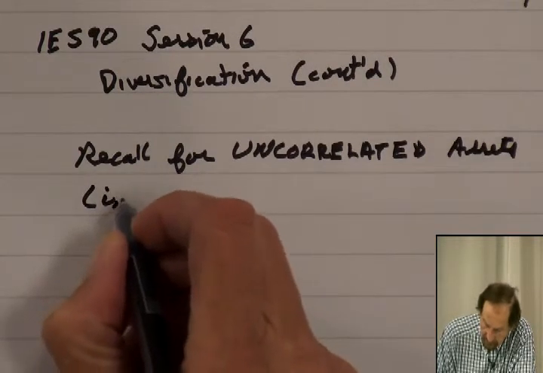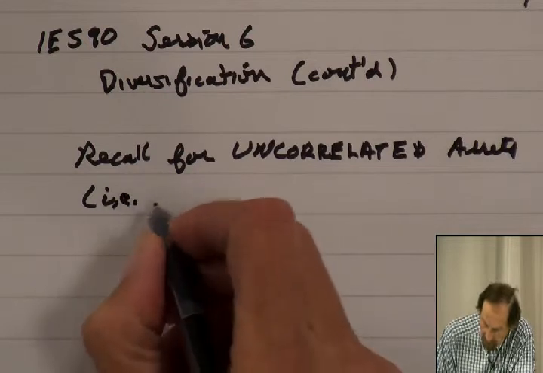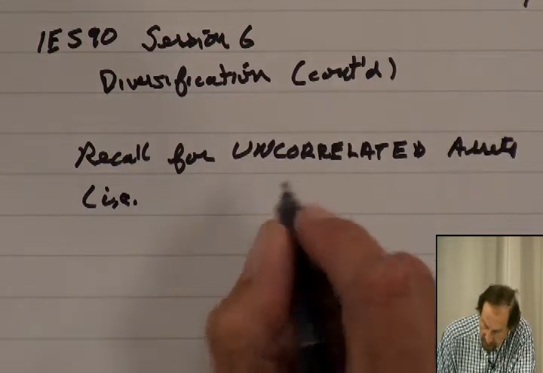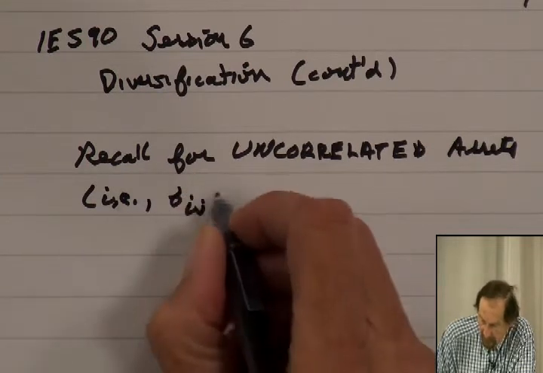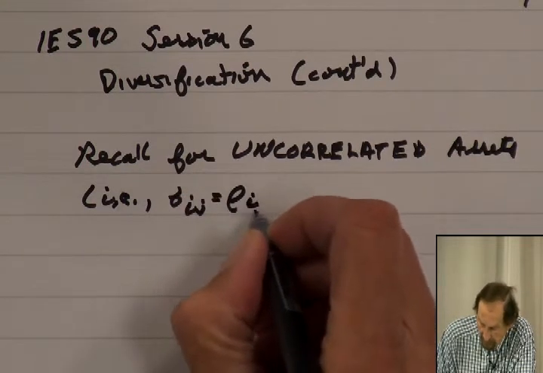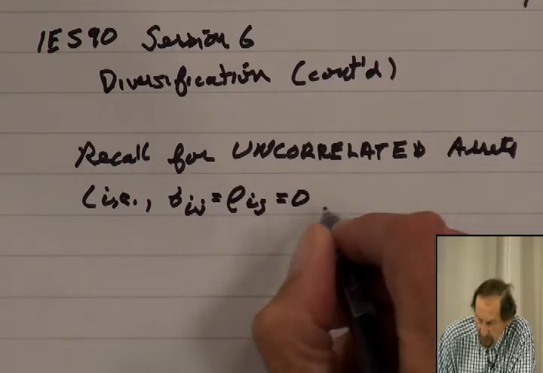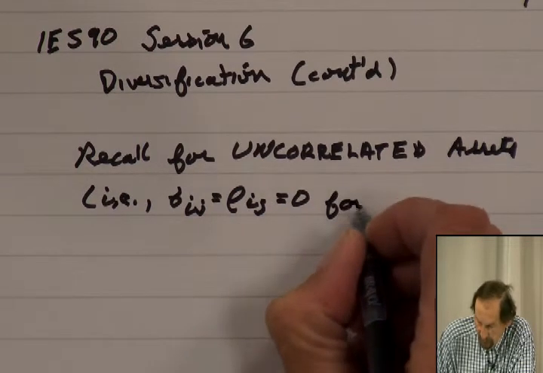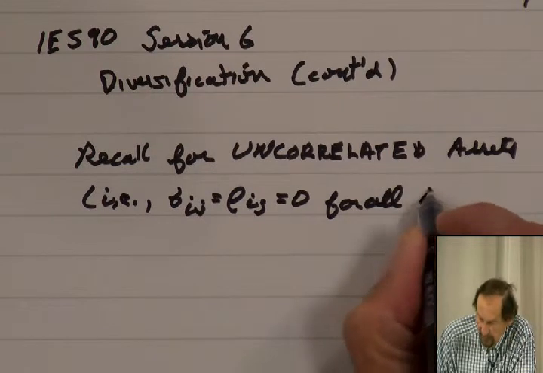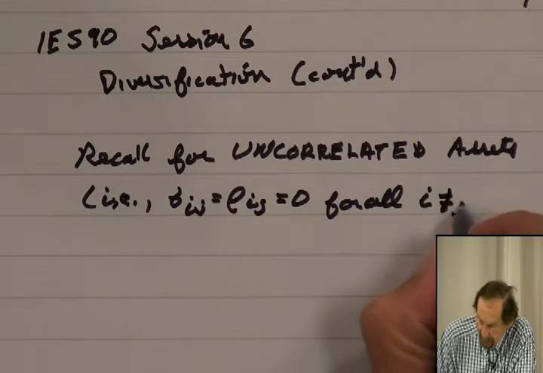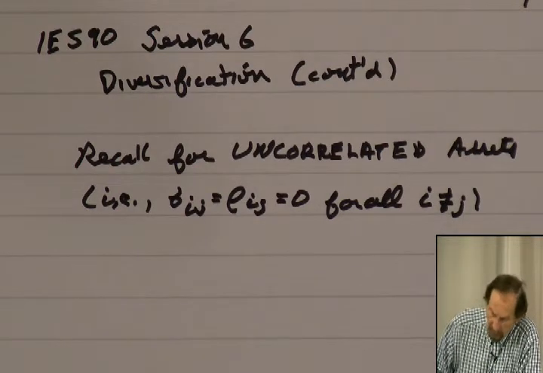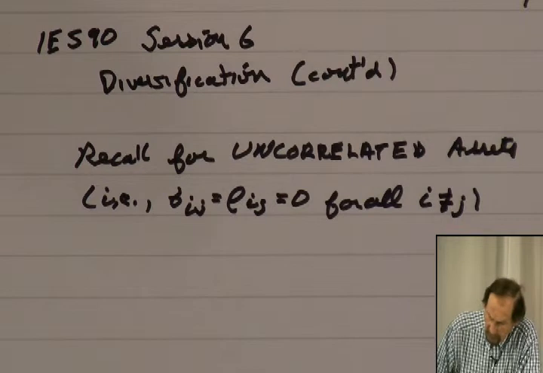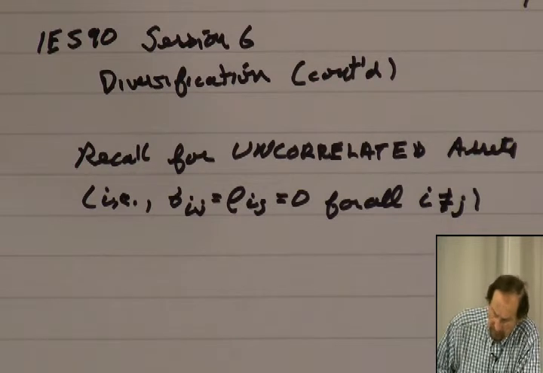i.e., sigma ij equals rho ij equals 0 for all i not equal to j. So these are totally uncorrelated. The correlation coefficient is 0, and also the covariance is 0.